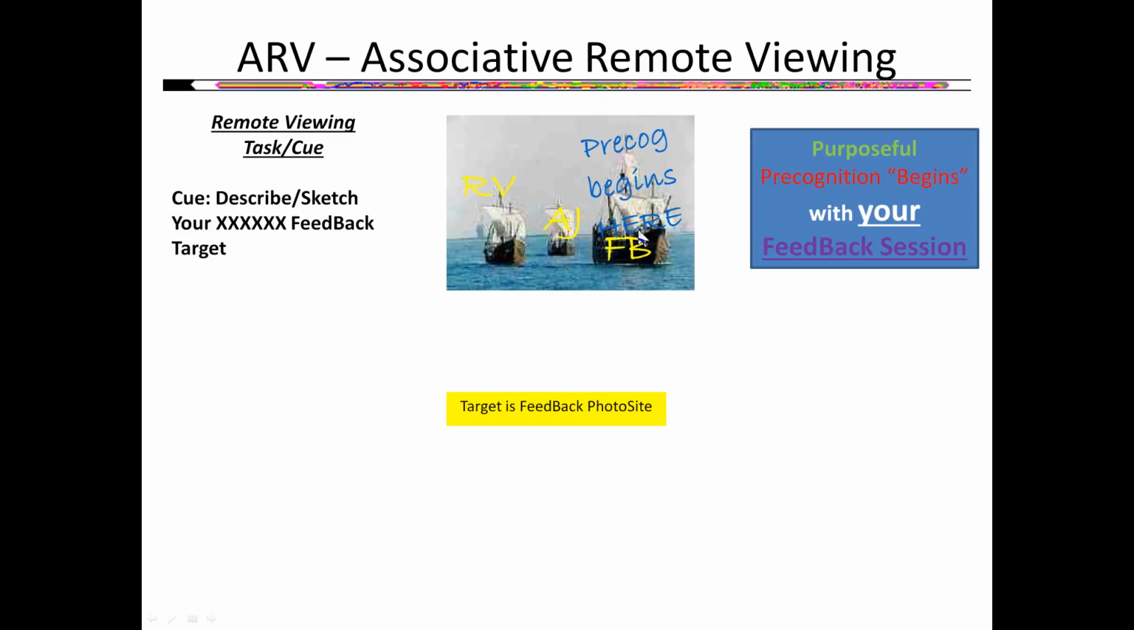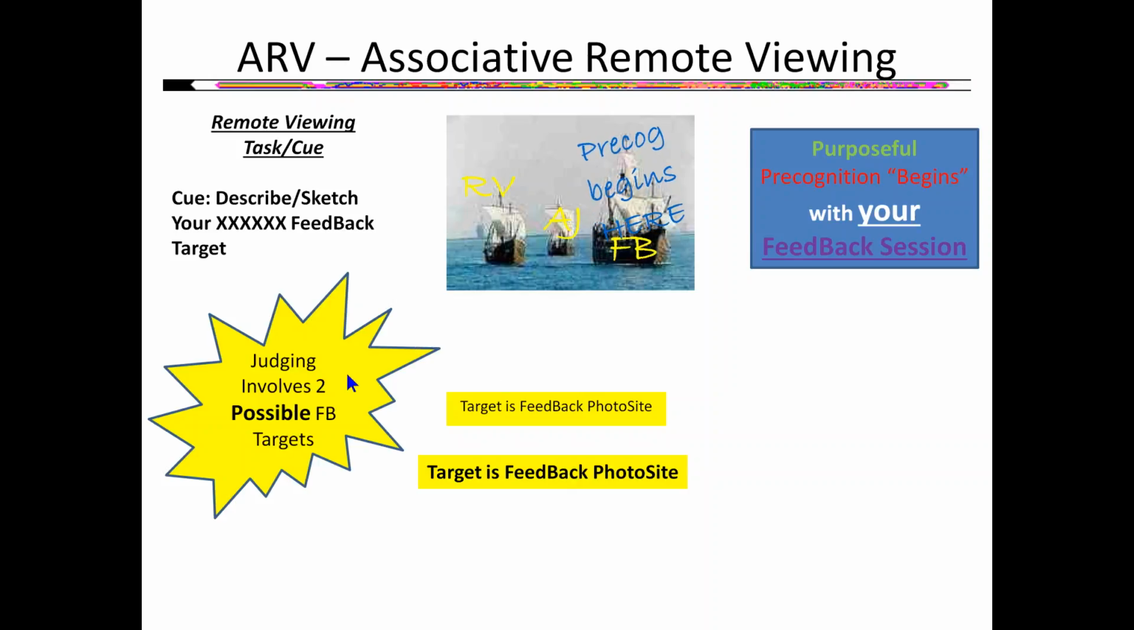It turns out, and I just always have to remind people, because experience shows that you're going to sometimes get other kinds of information, but that's not your target. The target is the feedback photo site, nothing else. If you describe something else, if you get what's noise, and sometimes those are hard to distinguish, you're not on target.